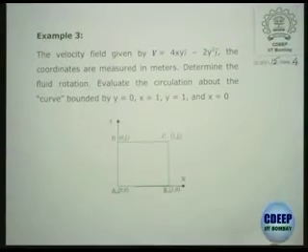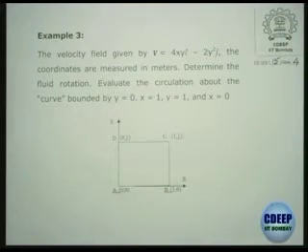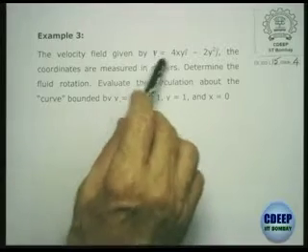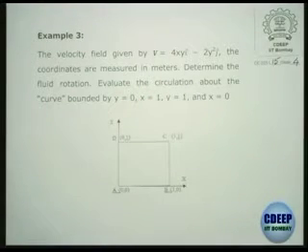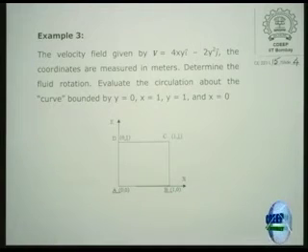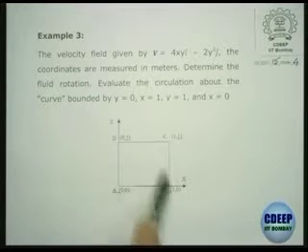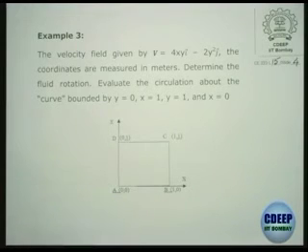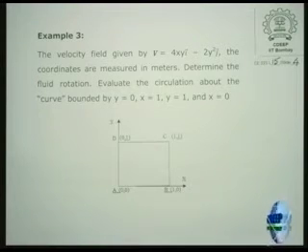Now, this is a little more thought provoking, where the velocities are given, the u component and v component. And you have been asked to find the line integral of the velocity vector along A, B, C, D, A. That is the circulation. A line integral in a closed curve is a circulation. Fine. So, how would I proceed?